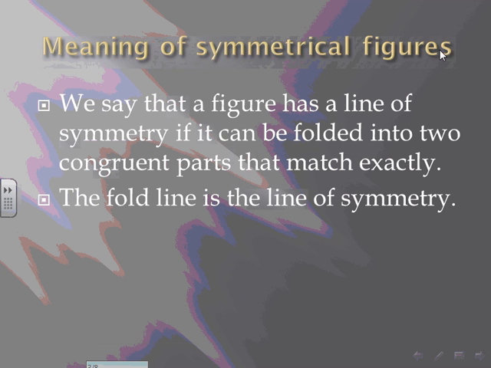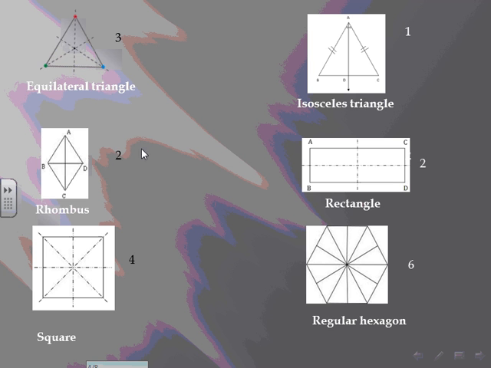Meaning of symmetrical figures. We say that a figure has a line of symmetry if it can be folded into two congruent parts that match exactly. The fold line, or the line I'm going to draw, is the line of symmetry. Like in the equilateral triangle. The equilateral triangle has three lines of symmetry.